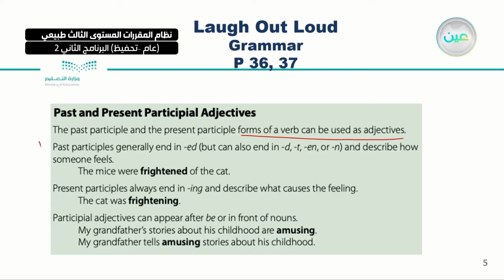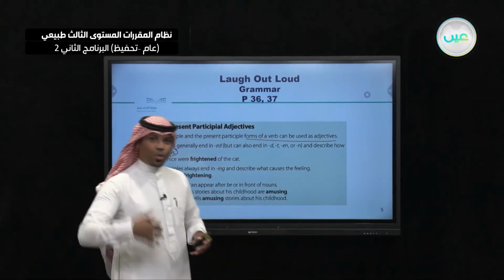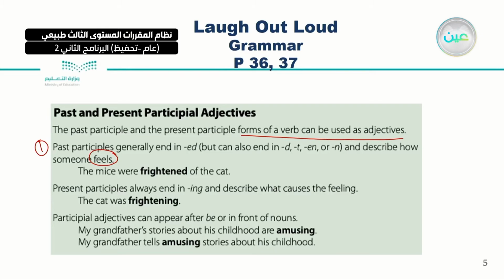Number one here, I'm talking about the past participle. Past participles generally end in ed, like excited, amazed, but can also end in d, t, en or n, of course, and describe how someone feels. So we use the past participle adjective to show feelings, or describe how someone feels.